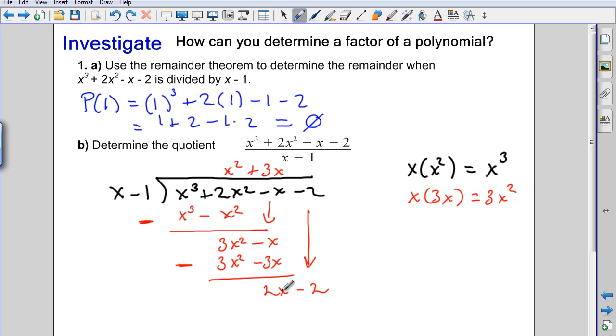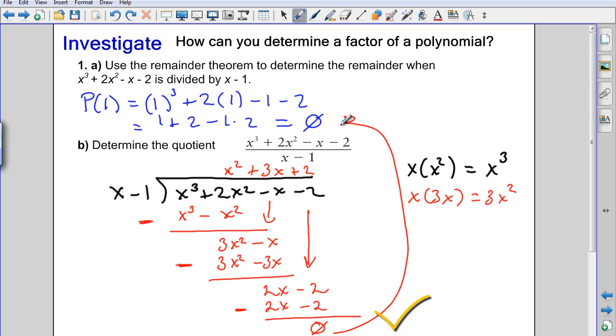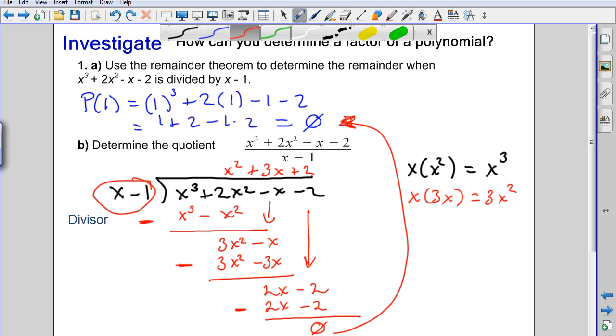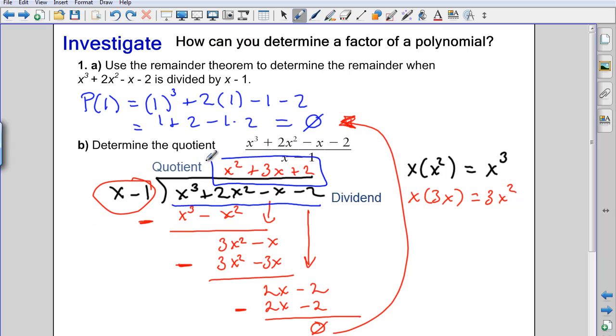Again, I can look at this now and say, I need to multiply the x by 2. And what I see is when I do my subtraction, the first terms disappear and also the second terms disappear, which we already knew because that's what the remainder theorem forced us to do. This is very important because what it means is x minus 1 is a factor of the dividend. The quotient is part of the answer as well.